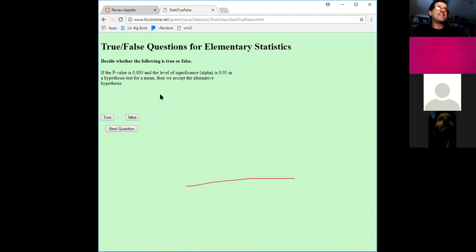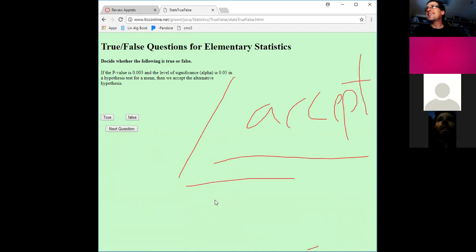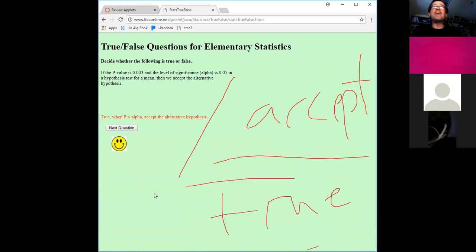If the p-value is... You're doing all kinds of writing on it, which is interesting. Not sure what that says. But is it true or false? It's true. Dominique, I'm asking you. We got one true, one false as a guess. True. So let's click true. Yes, it's true. The p-value is less than alpha, so we accept the alternative hypothesis.